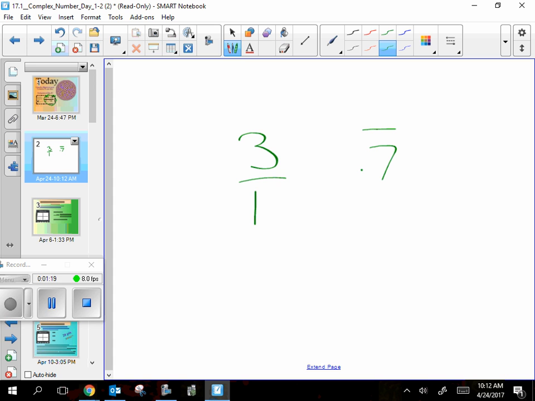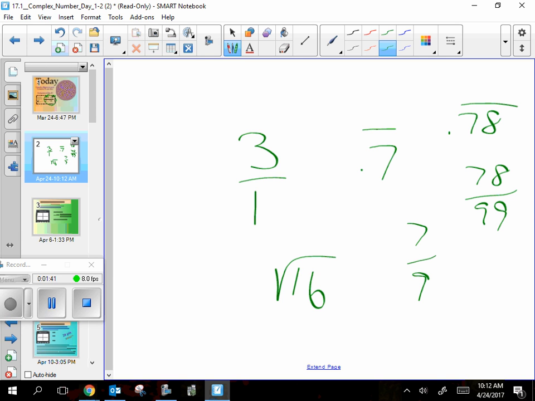Anybody get that one memorized? 7/9. Good. 0.78 repeating is 78 over 99. But the point is, those are all rational numbers because I can make a fraction. But a square root, unless it happens to be of a nice one like that, that's really just 4. And then you can just write it as 4 over 1. Okay, so that's still rational. But when you get the square root of some number that doesn't work out nice, you can't make that into a fraction.